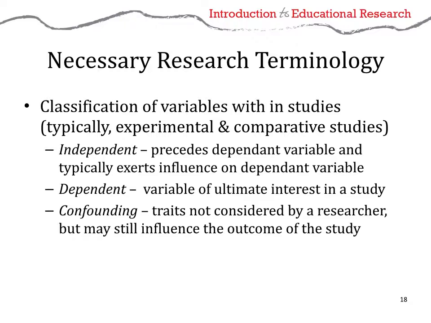And then here's another type of variable, confounding. These are traits not considered by a researcher, but may still influence the outcome of the study. And we say there's a confounding variable that we're unsure about, and unsure about its role and its impact on the outcome of the study. So you can think about, say, in the area of literacy instruction, motivation may be a confounding variable. You might not have been able to factor that in to how well your intervention worked or did not work. It may be a confounding variable.